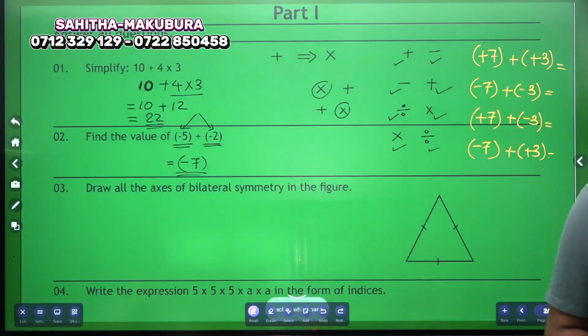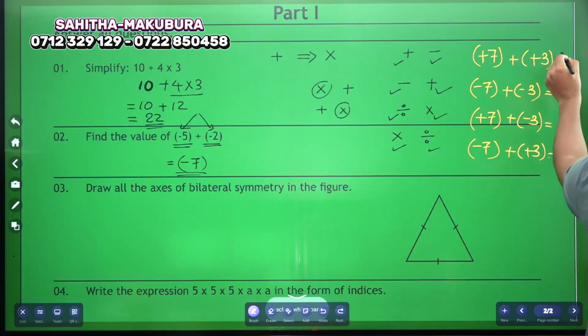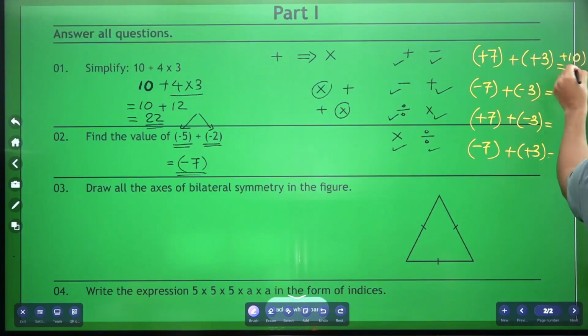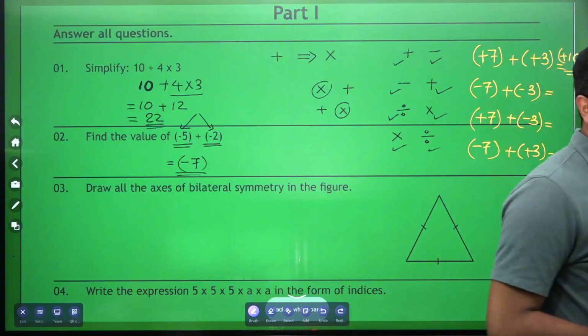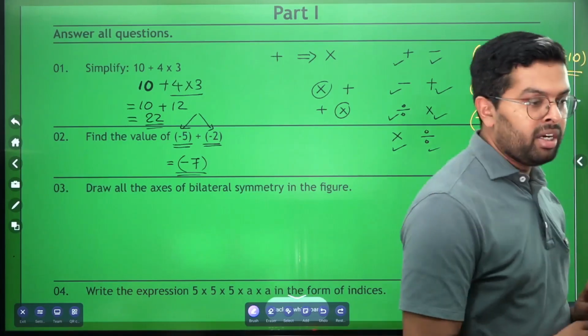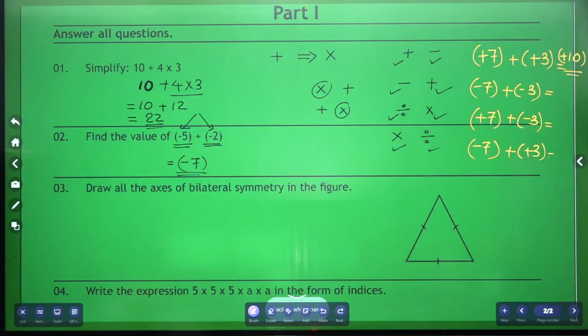First one, what is the answer? Positive 7 plus positive 3. What is the answer? You can use the chat and share your answers. Very good. Positive 7 plus positive 3 is positive 10. Negative 7 plus negative 3, answer is negative 10.